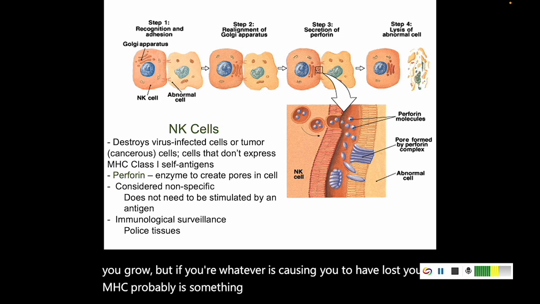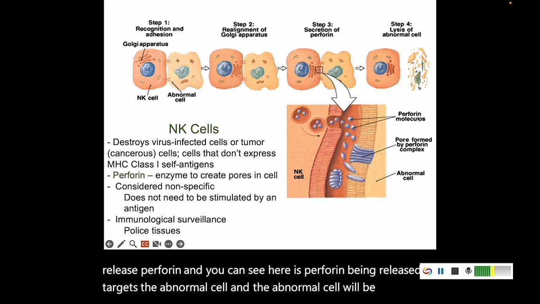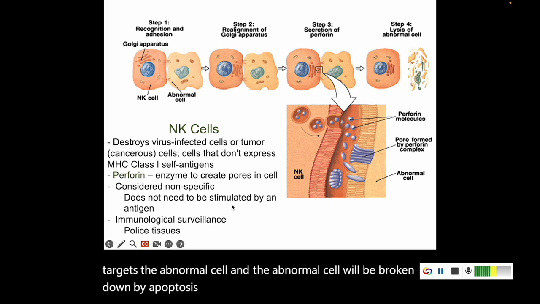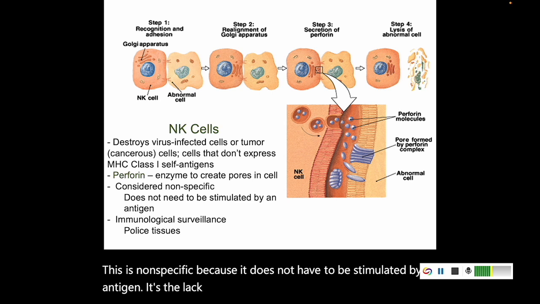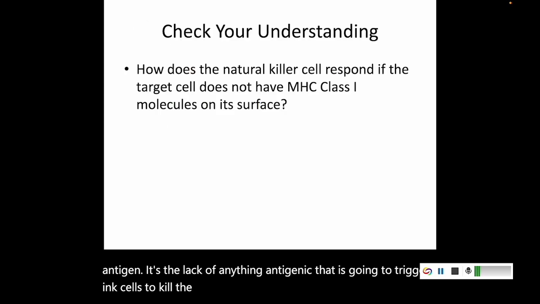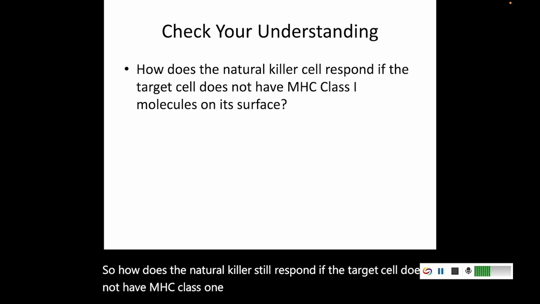So your NK cells will release perforin, and you can see here's perforin being released. It targets the abnormal cell, and the abnormal cell will be broken down by apoptosis. This is nonspecific because it does not have to be stimulated by an antigen. It's the lack of anything antigenic that is going to trigger your NK cells to kill the abnormal cell. So how does a natural killer cell respond if the target cell does not have MHC class 1 molecules on its surface?